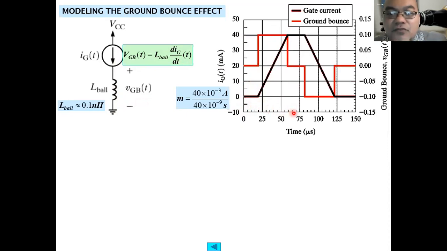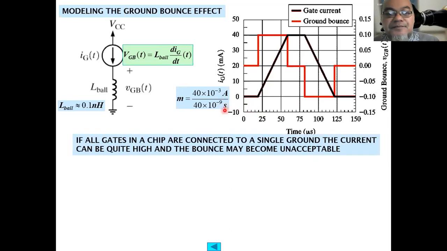So it's 40 microsecond. So this is supposed to be 10 to the power minus 6, not minus 9. Okay. This is the gradient, times the L value. The L value is 0.1 nanohenry.